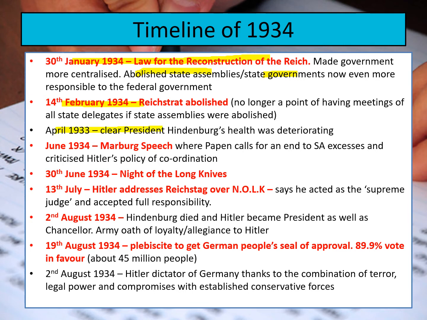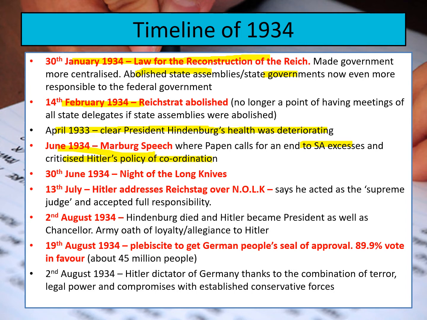By the time we get to April 1934, it's worth bearing in mind that it is very clear to the conservative elites, to the government, to Hitler, that President Hindenburg's health is deteriorating. And there's a lot of tension going on at this point between the SA and the Conservatives. This comes to a head in June 1934, when we have something called the Marburg speech. This is where Papen called publicly for an end to the SA excesses and criticised Hitler's policy of coordination, and basically criticised Hitler for not being able to control the SA very effectively.